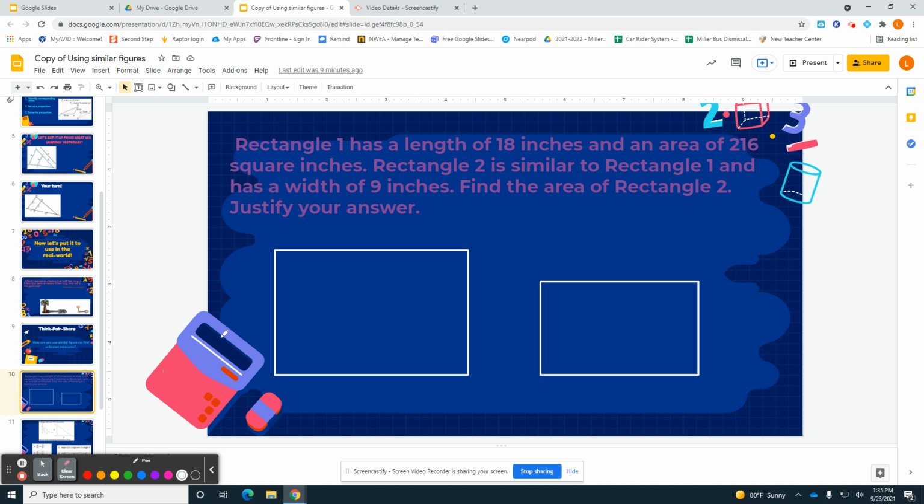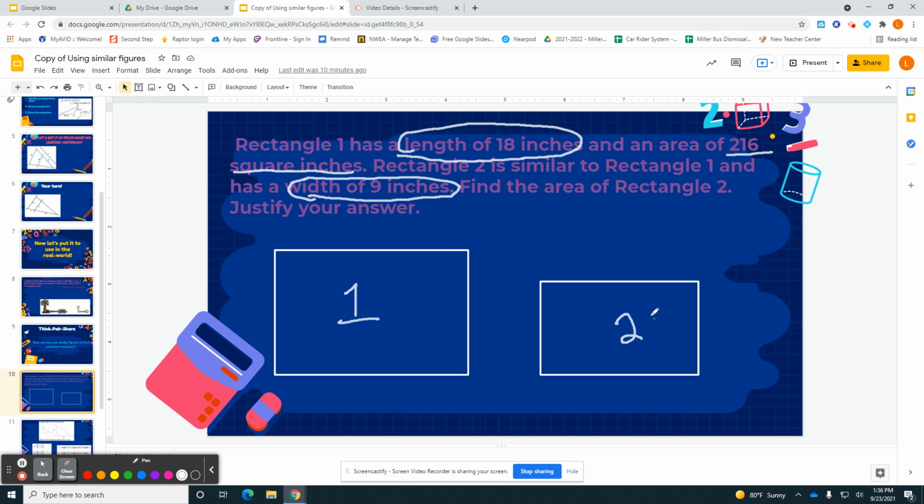this real world problem. It says rectangle 1 has a length of 18 inches, and an area of 216 square inches. Rectangle 2 is similar to rectangle 1 and has a width of 9 inches. Find the area of rectangle 2. So we know that the length for rectangle 1, so I'm going to say this is 1 and this is 2. Okay?